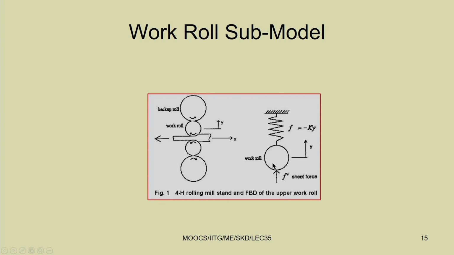So, this is the sheet, and the sheet will provide a force, the sheet force Fs. It will press this work roll, or in turn this work roll presses this sheet, and the force between this backup roll and work roll can be modeled as a spring. You can model this as a linear spring or nonlinear spring. So, here it is modeled as F equal to minus K y, where y is the displacement of the work roll. This way you can write down the work roll submodel.